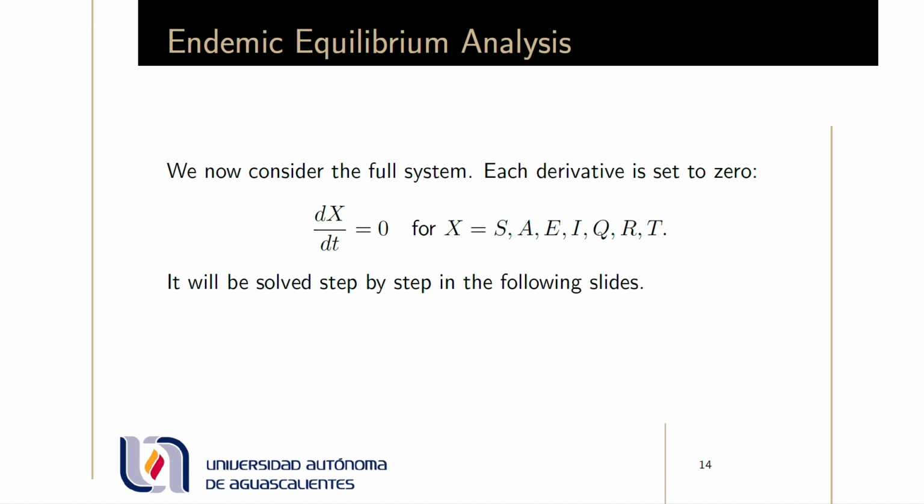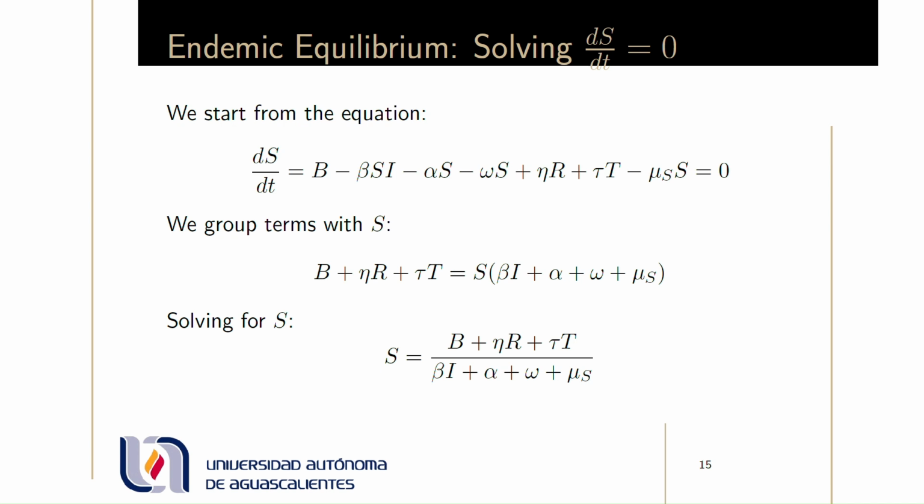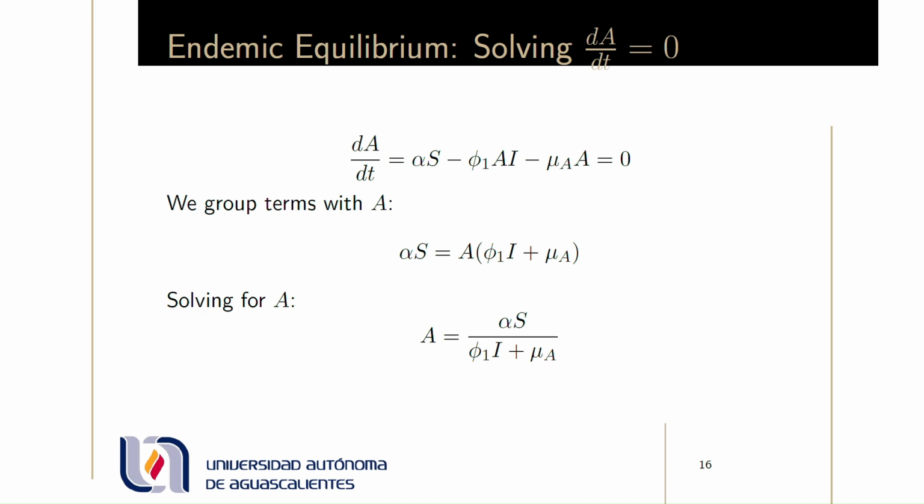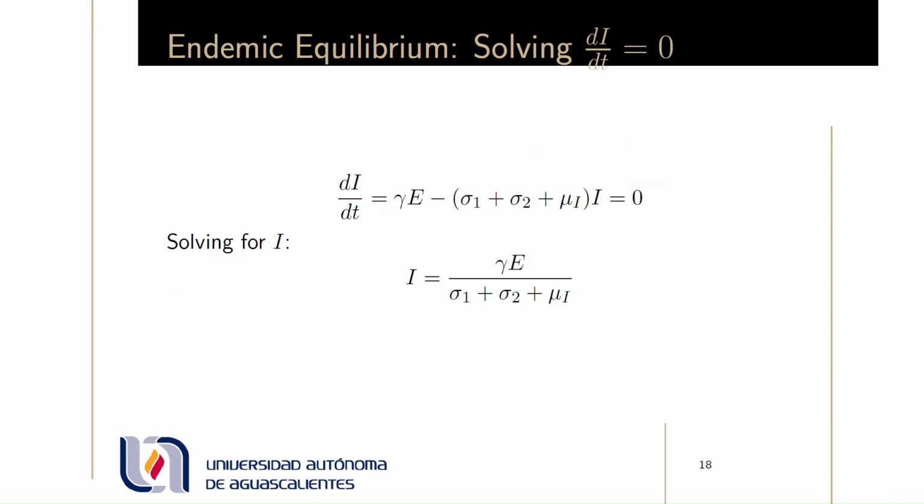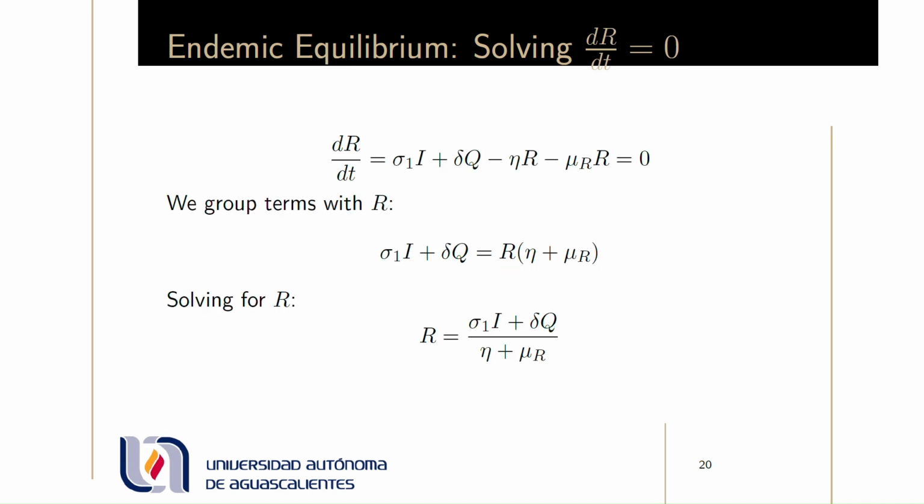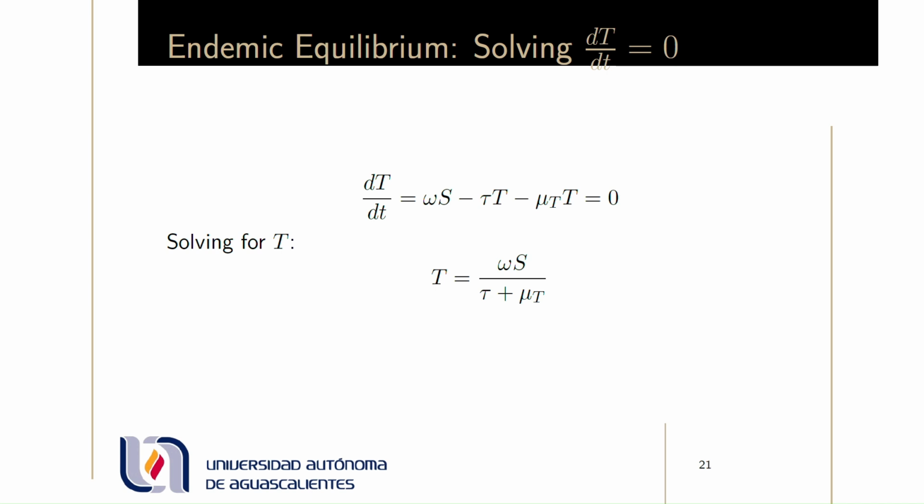Now we analyze the full system. We assume all derivatives are zero and solve for all compartments. We do it step by step. We start from the first equation, S, and take the equation. We group the terms with S and solve for S. We repeat this process for equation A, equation E, equation I, Q, R, and T.